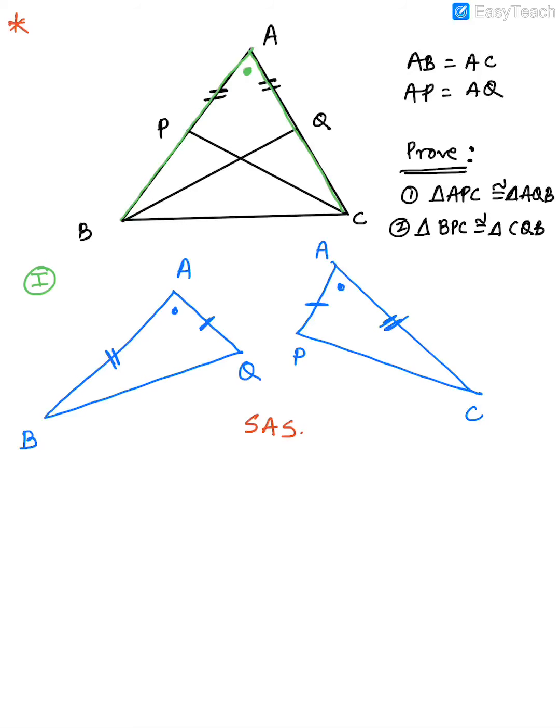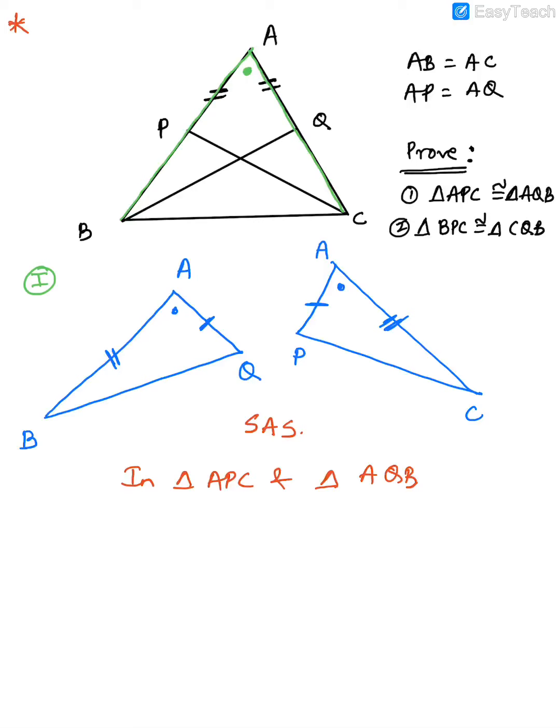So first we'll say that in triangle APC and triangle AQB, we can say AB is equal to AC, given. Angle A equal to angle A, common angle. AQ equal to AP, given. Therefore, triangle APC is congruent to triangle AQB. Reason: SAS test. Done. So we are done with the first part.